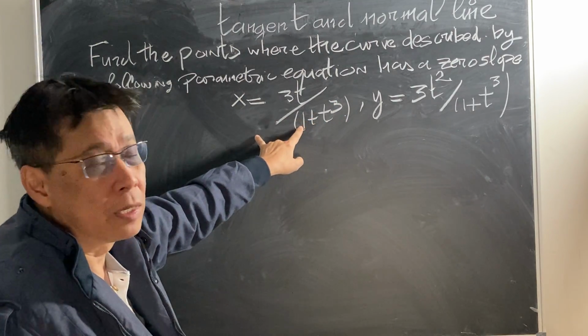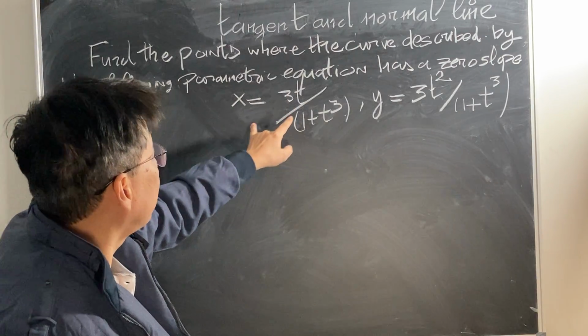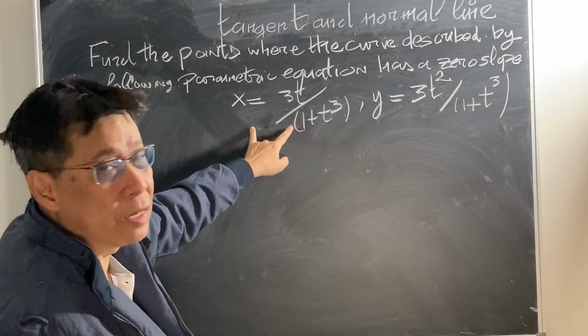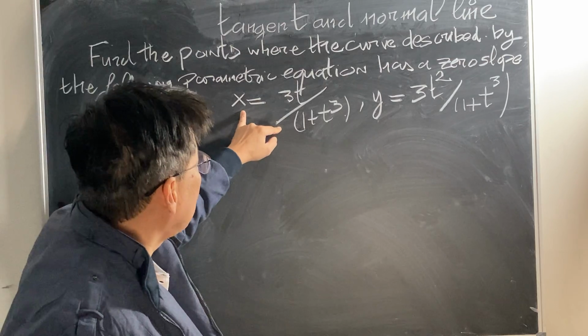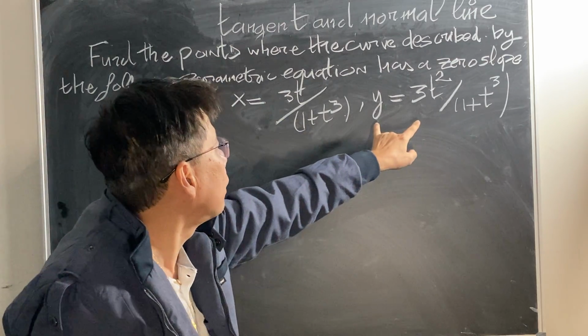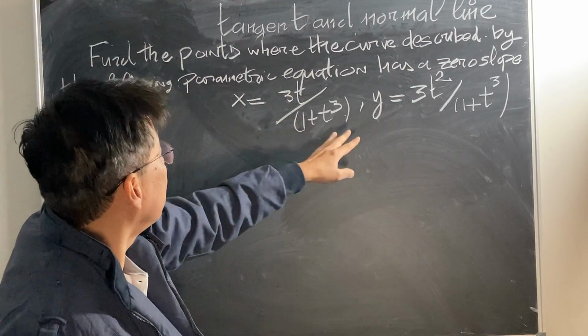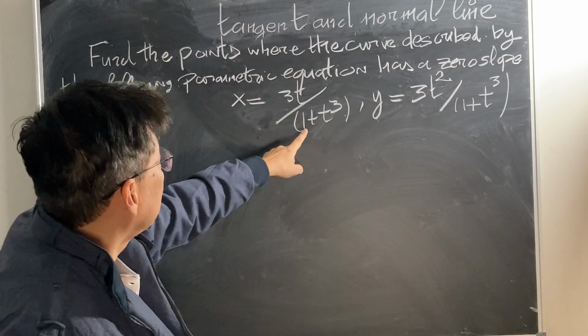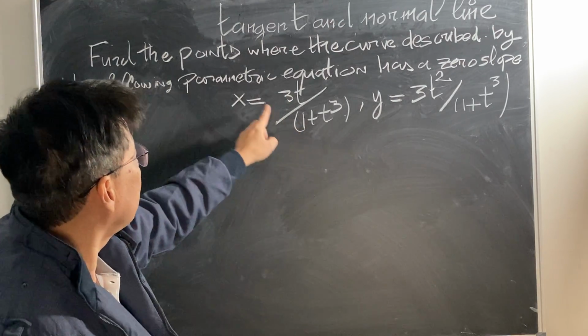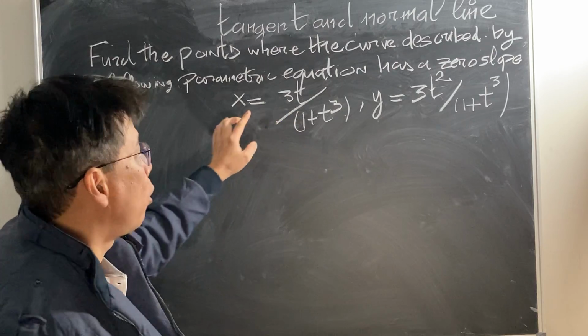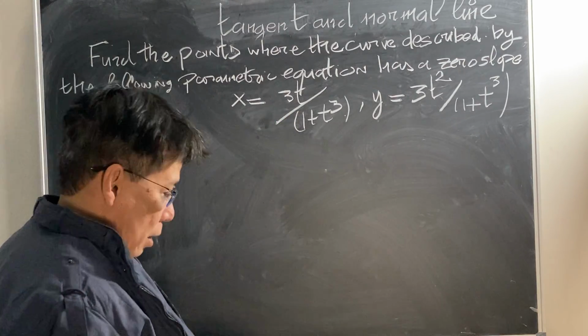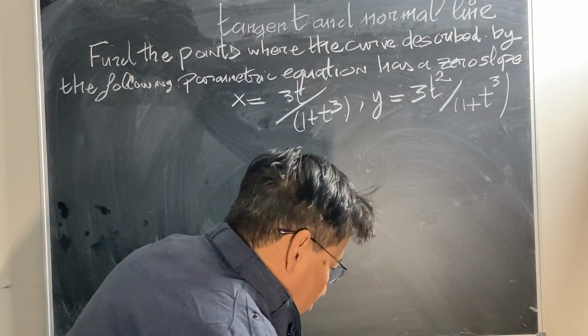This question is asking for the slope equals 0. That means the derivative of this parametric equation equals 0. When we set it equal to 0, we solve for t, and then when you get t, you replace it to get x and y, and you get 2 points. It's simple, okay? So that's the problem right here.